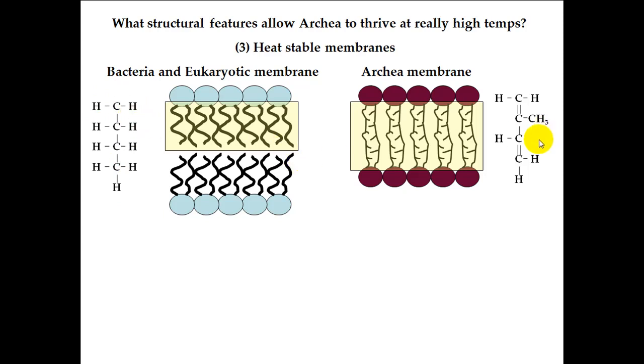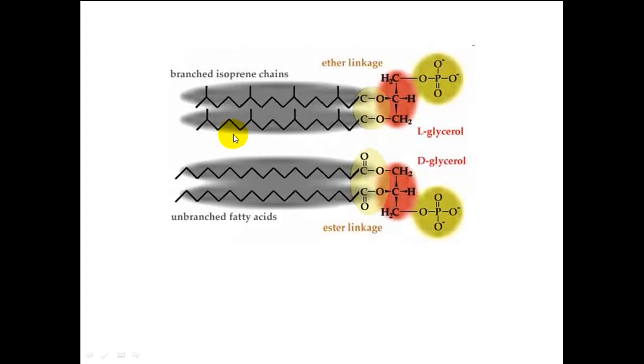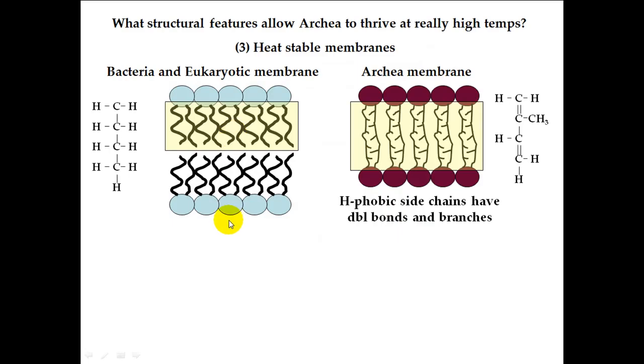So two more differences between these two membrane structures is that in Archaea, the hydrophobic side chains have double bonds and branches. Actually, that's not side chains, so this should say the hydrophobic tails. These regions here have double bonds between the carbon atoms, and then there are carbon branches that shoot off to the side. Whereas if you take a look at the tails of this type of membrane, you don't see that.